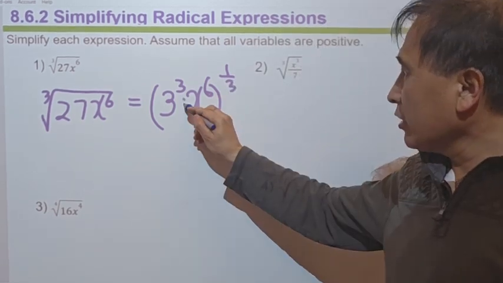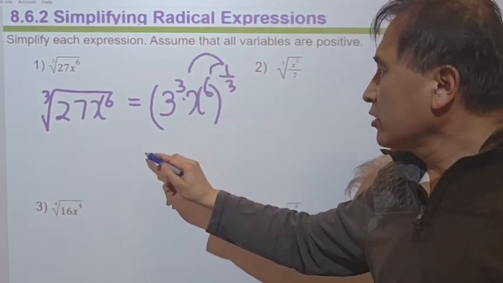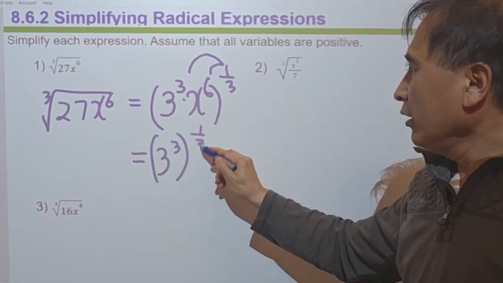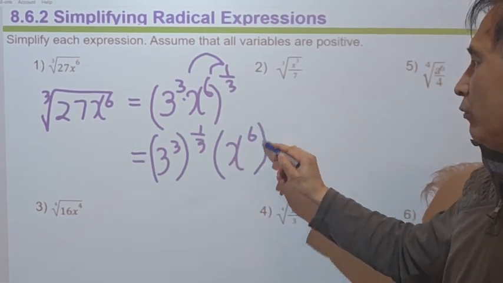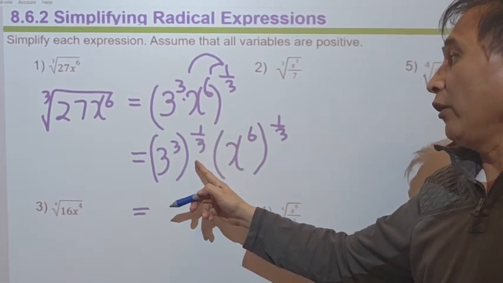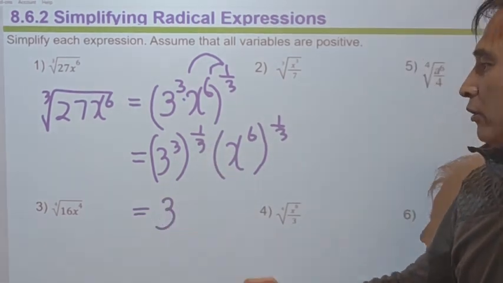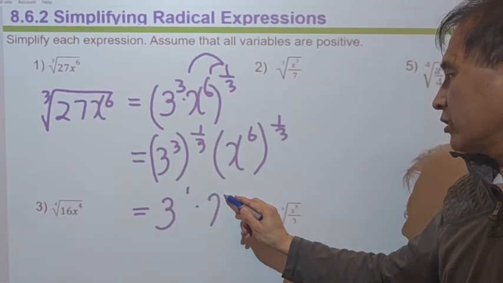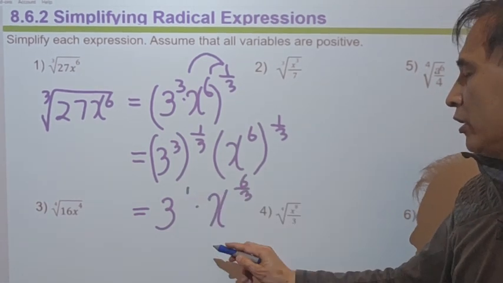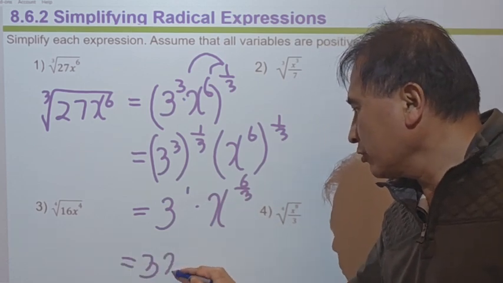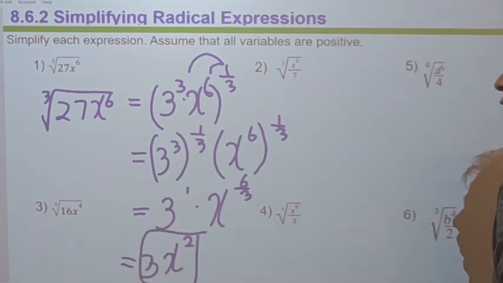With this multiplication, the exponent can be distributed, so that means 3 to the 3rd power to the 1/3 power, and x to the 6th power to the 1/3 power. This becomes 3 to the 3 over 3 power, which is 3 to the 1 power. And x to the 6 over 3 power, which is 2. So the final answer is 3x to the 2nd power.